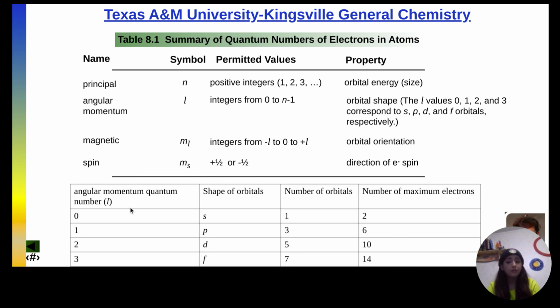And then finally, for our angular momentum quantum number 3, the shape of orbitals is f, the number of orbitals is 7, and the maximum number of electrons is 14. So all of this is shown by our graph here, and we got all of that from our previous summary.